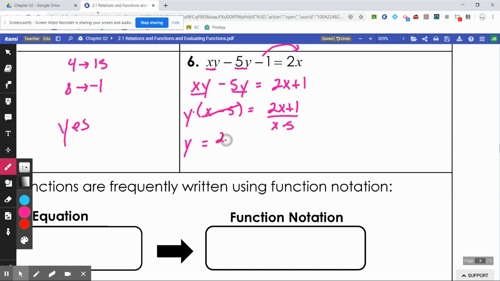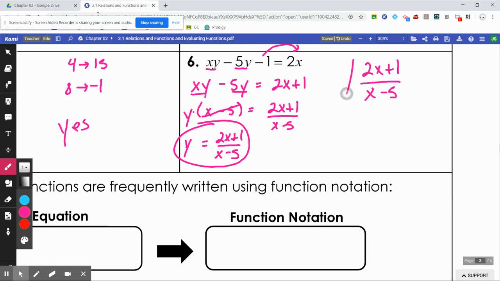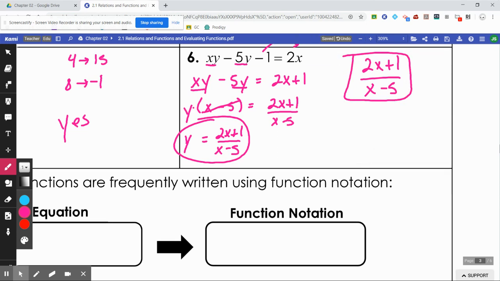So you have y equals (2x plus 1) over (x minus 5). And again, the question is, will I ever get two different y values when I plug something in? Well, think about this, (2x plus 1) over (x minus 5). Let's go back to our early days of algebra. If I say take this expression and plug in x equals 6, you didn't have two different answers.